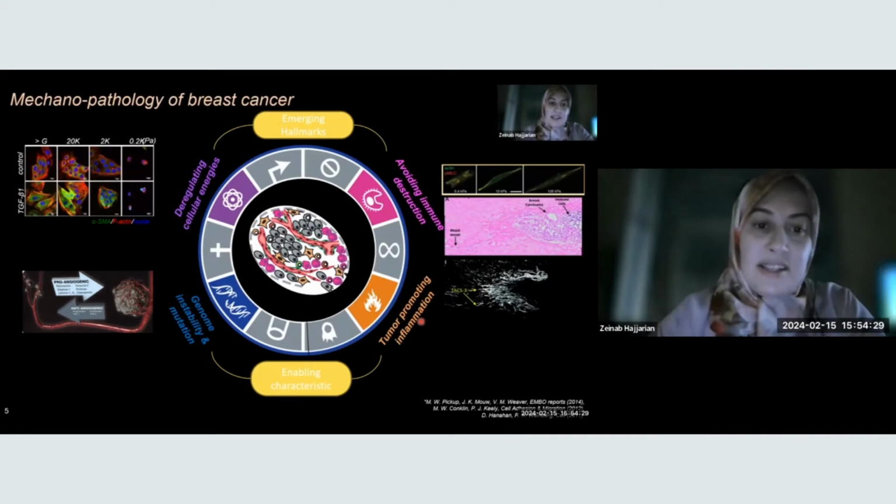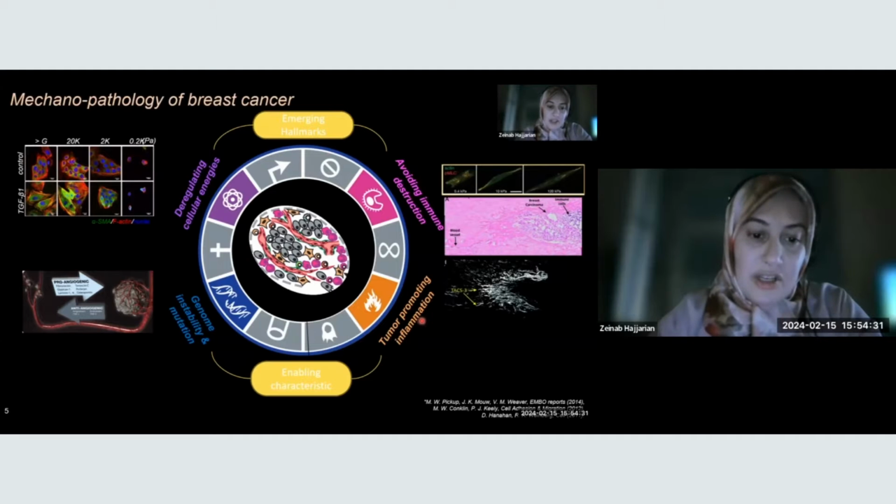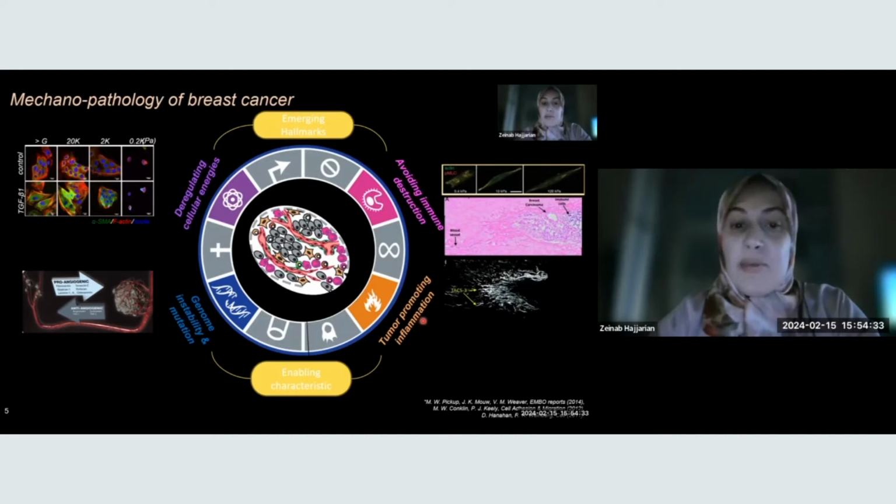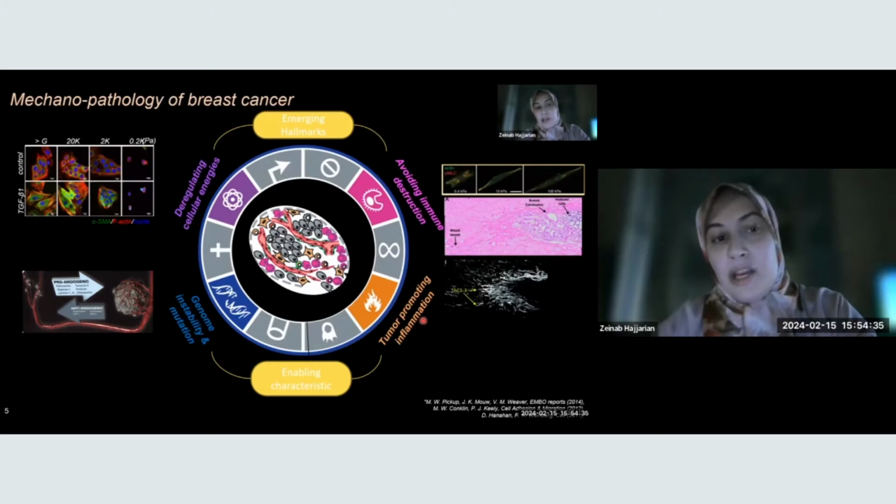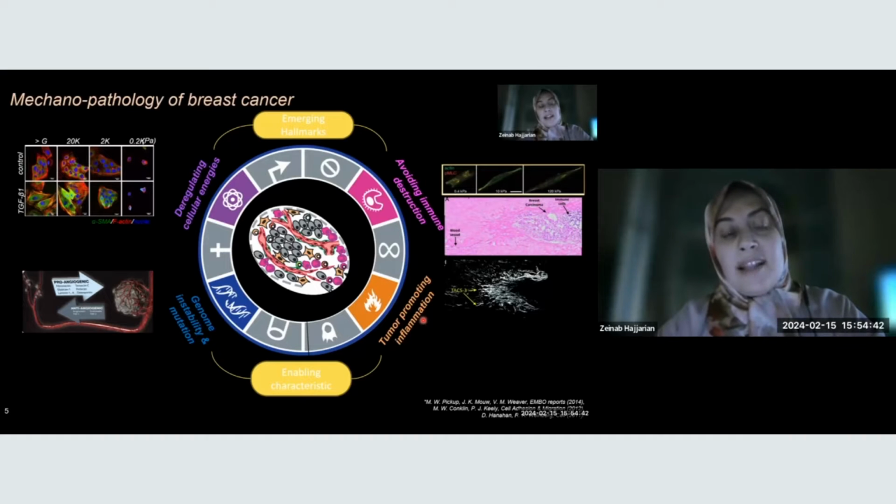So these are these enabling characteristics, such as escaping from the immune response, the defense mechanism of the body. So these are these enabling hallmarks. So there is this hypothesis that mechanical properties are also implicated in this immune modulation.